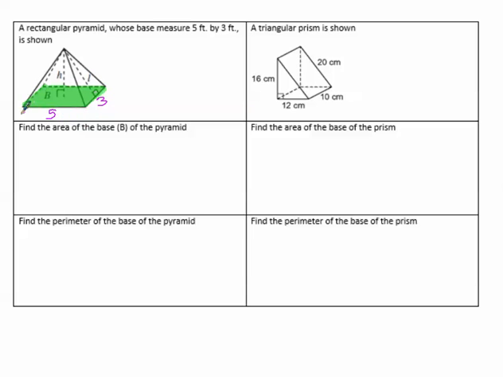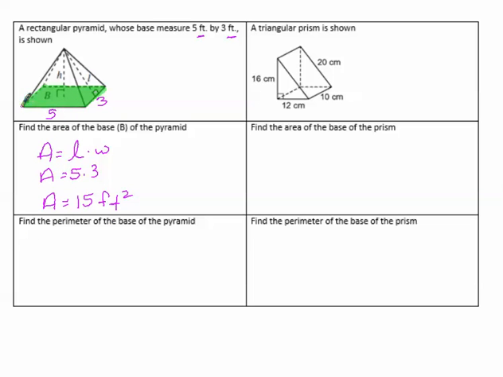So the area is just length times width. In this case, it's going to be 5 times 3. And when I multiply that, I get 15. And the units were feet. And it's 2 dimensions, so feet squared. Okay? Perimeter of the base.